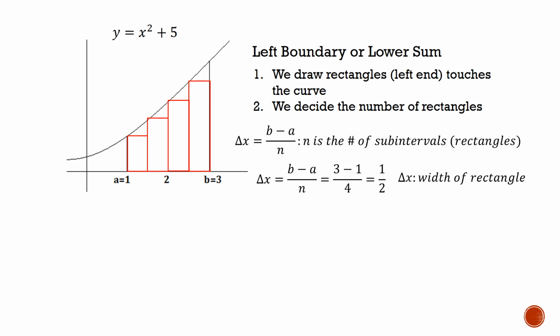And what I want you to notice is that the left side of the rectangle is touching the curve. Each one of those rectangles is below the curve. So there's a bit of the curve missing, there's a bit of the area missing. However, it still gives me a pretty good approximation of the area underneath the curve. Now, of course, the more subintervals or rectangles I use, the better the approximation.